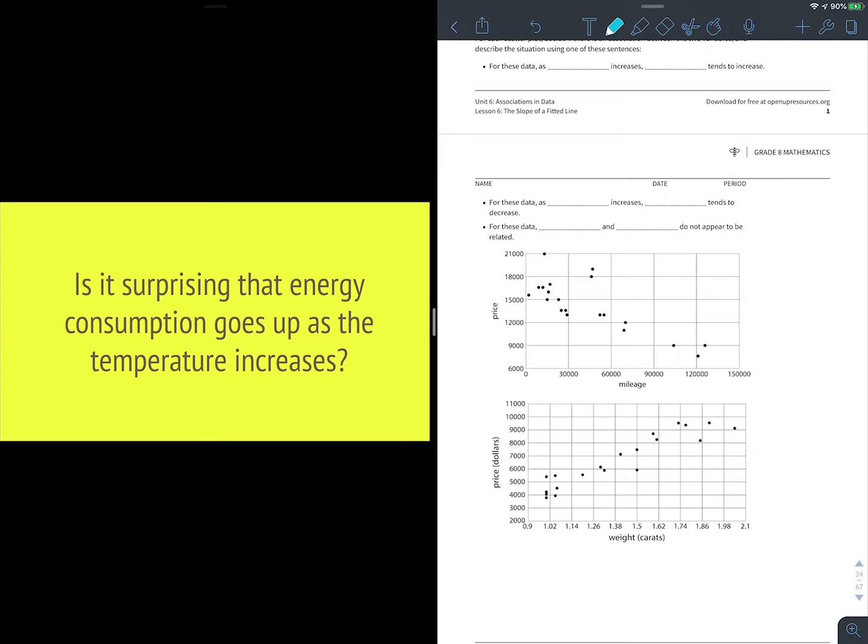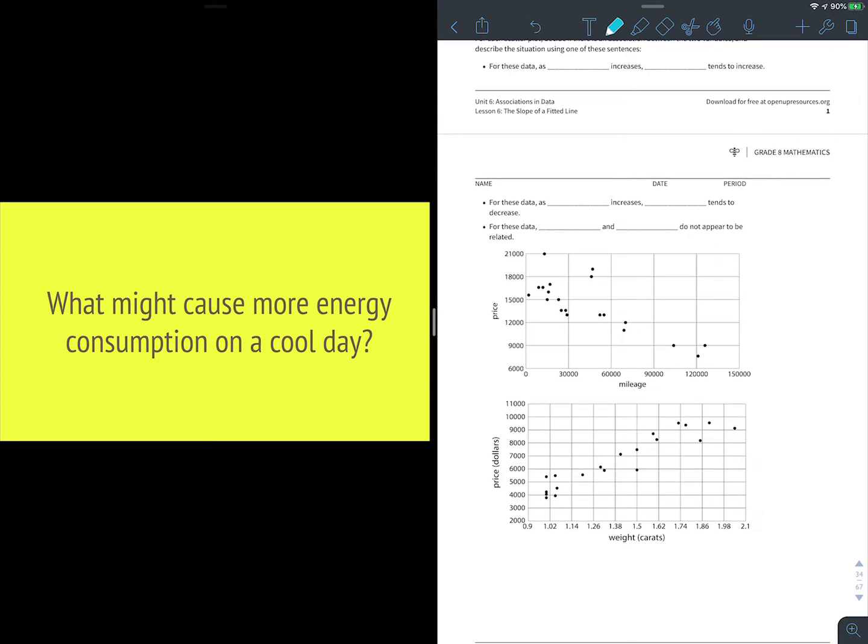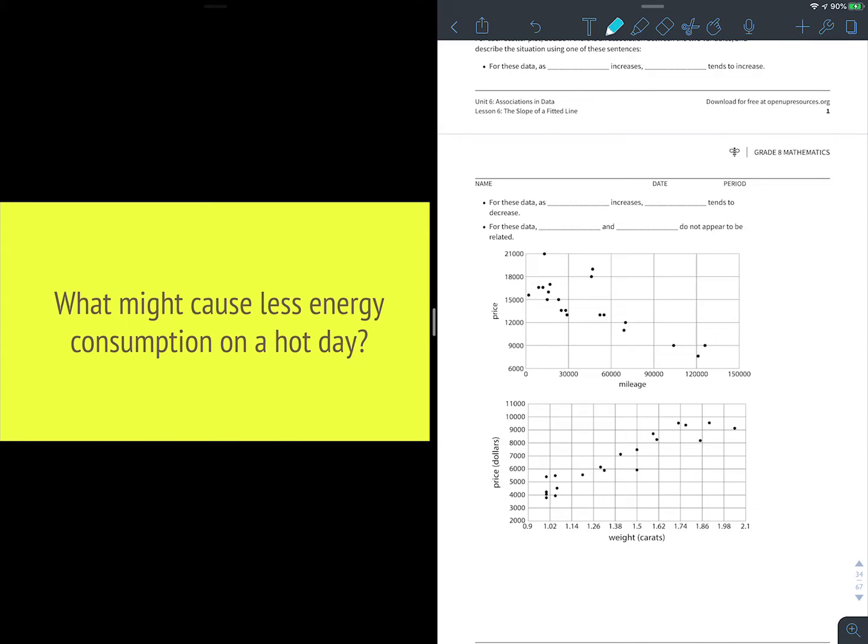Do we think that this is surprising that energy consumption goes up as the temperature increases? I'm going to say no because of things like air conditioning. What might cause more energy consumption on a cool day? Well, people might be doing laundry. Maybe they're using power tools, things like that. What might cause less energy consumption on a hot day? Maybe being gone from home.